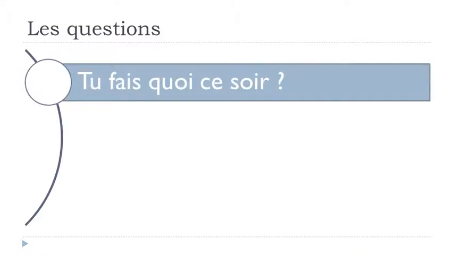So let's see another one. If you want to know what someone is doing in the evening: Tu fais quoi? So you do, and then quoi, what? Ce soir, this evening. Tu fais quoi ce soir? Okay, remember, you've got to raise your voice. Tu fais quoi ce soir?